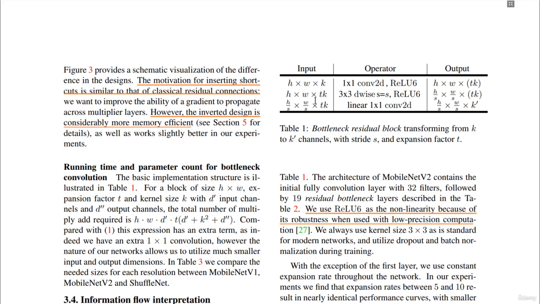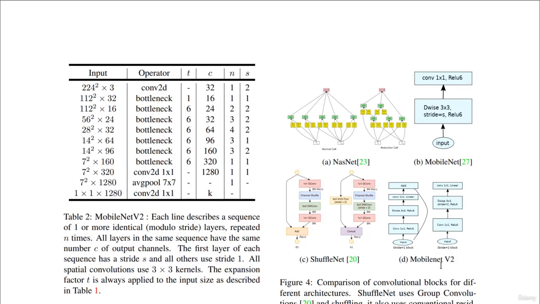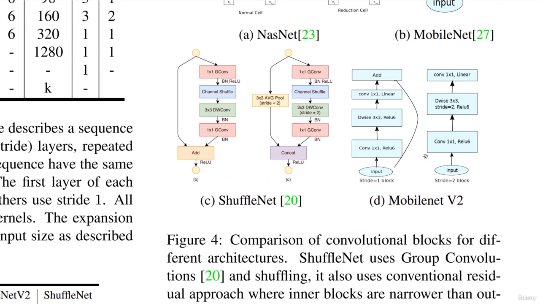For the depthwise separable, we see how this is maintained from TK to TK, and if we have a stride S, this H turns to H over S, and W to W over S. Nonetheless, when S equals 1, H and W remain intact. And then from here, we take this output as input right here, we pass it through this pointwise, and we have an output of K prime. The authors also specify that they use the ReLU 6 as the non-linearity because of its robustness when used with low precision computation.